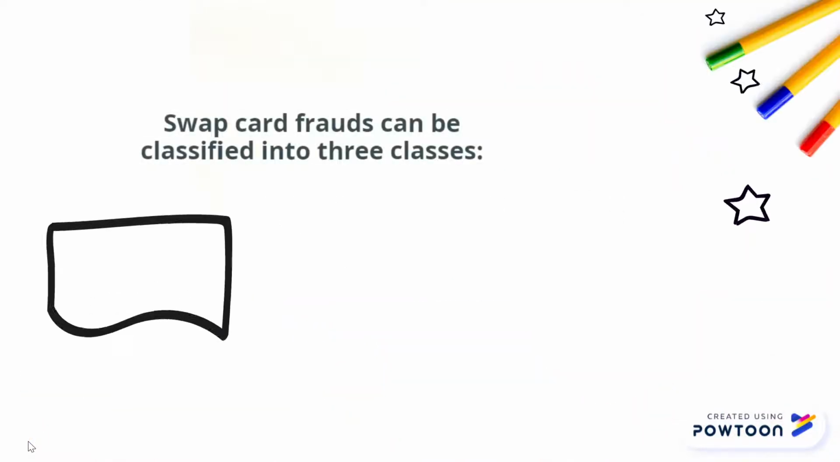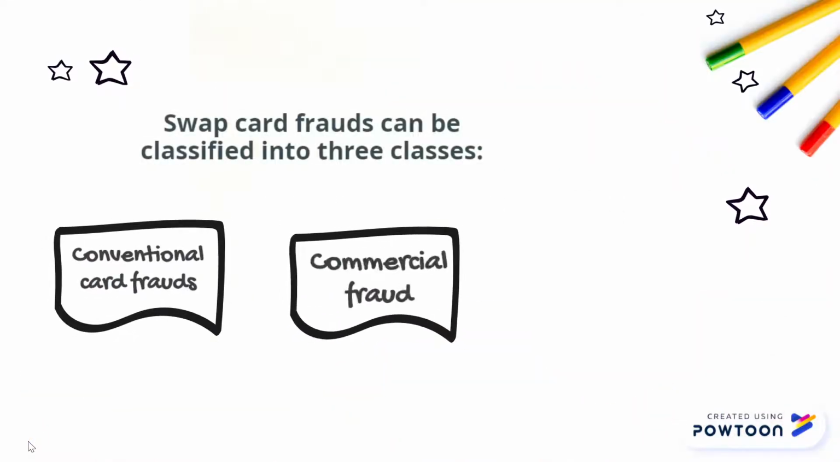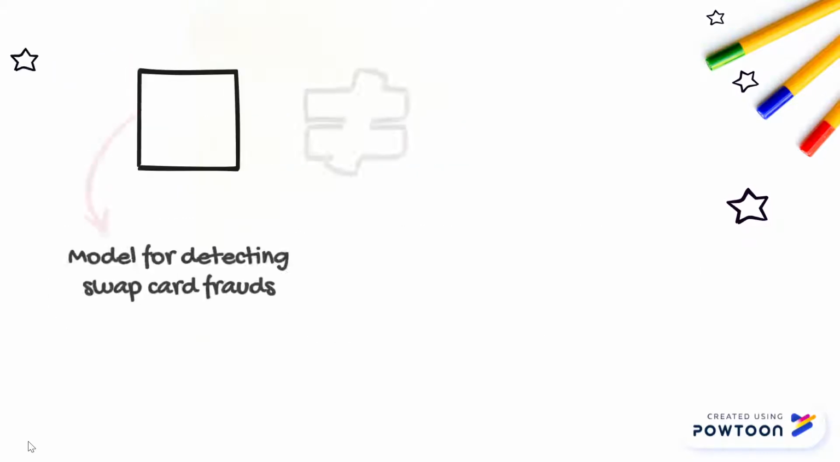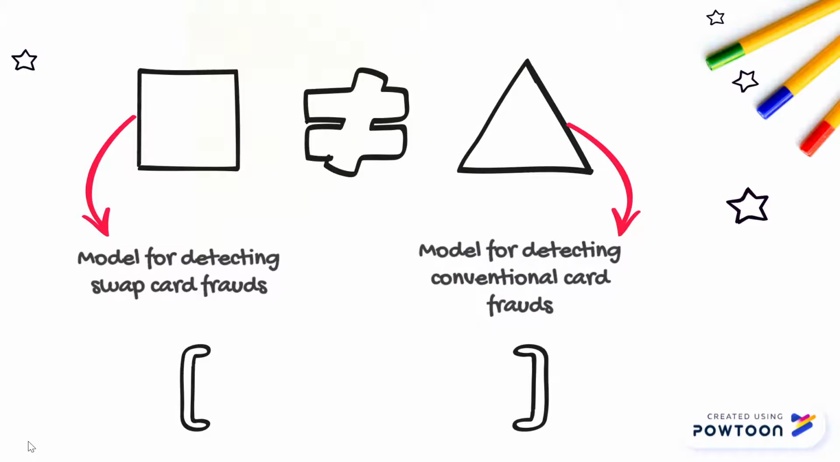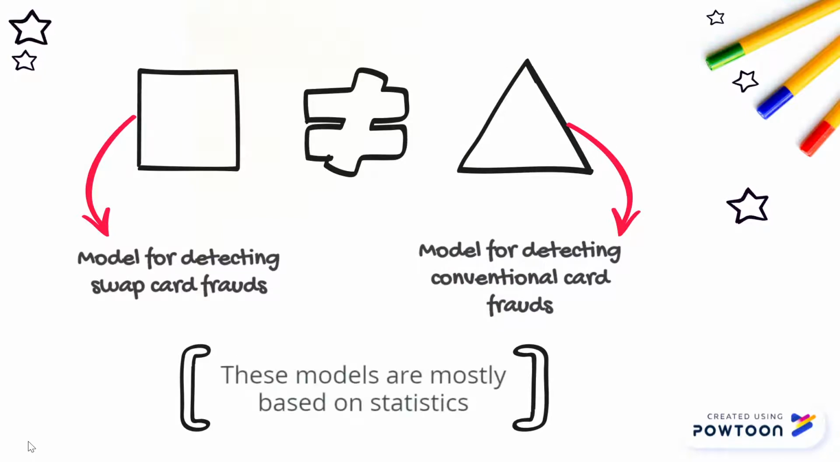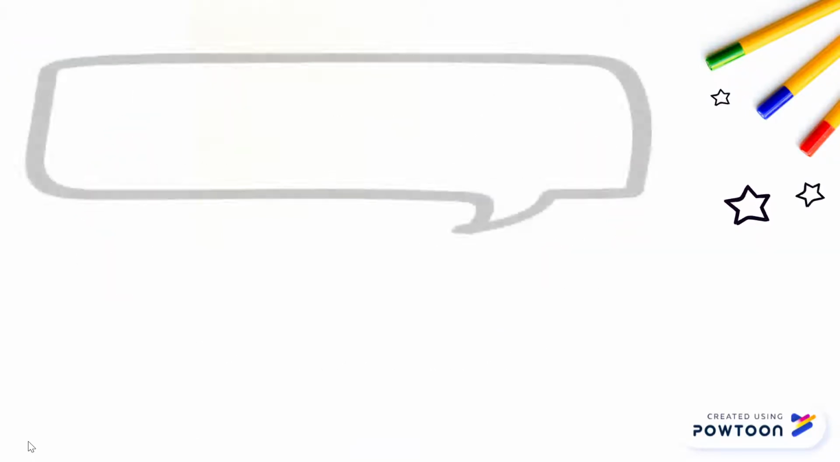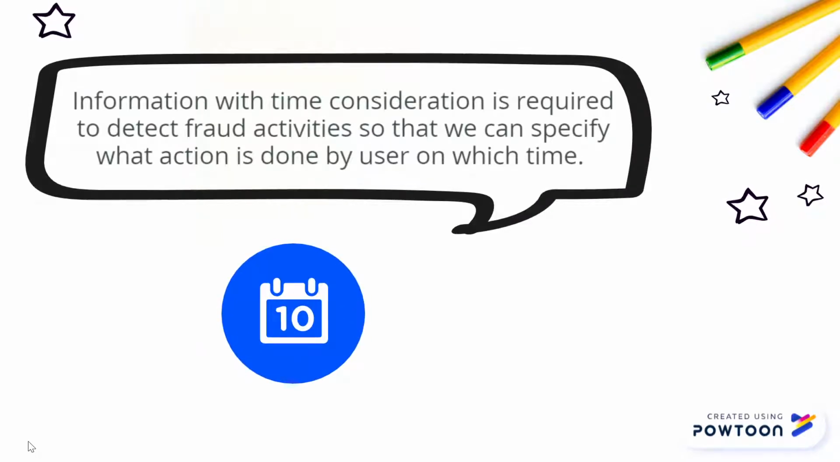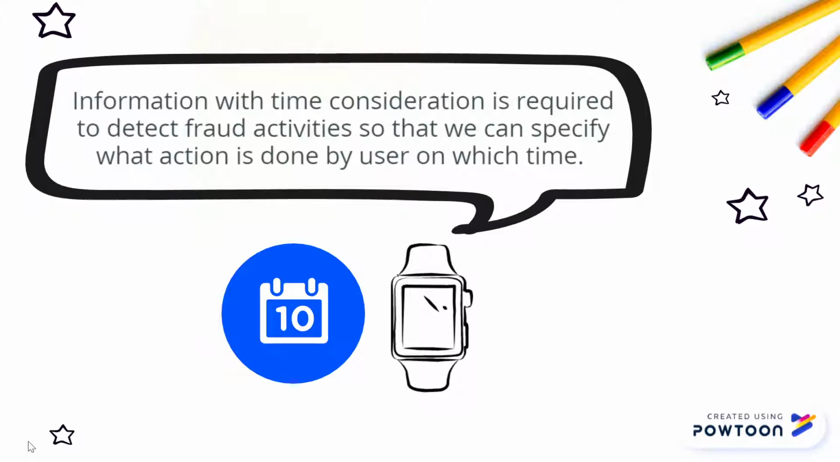Swap card frauds can be classified into conventional card frauds, commercial frauds, and internet frauds. The models for detecting frauds are different from each other, and these models are mostly based on statistics. Next, information with time consideration is required to detect fraud activities so that we can specify what action is done by the user at which time.